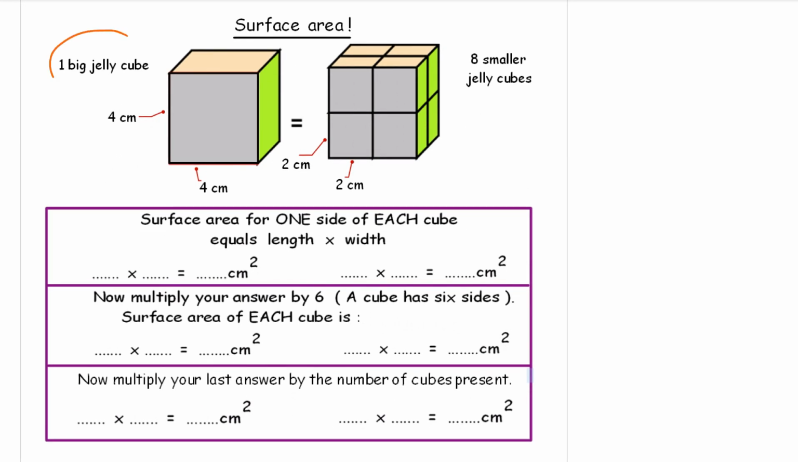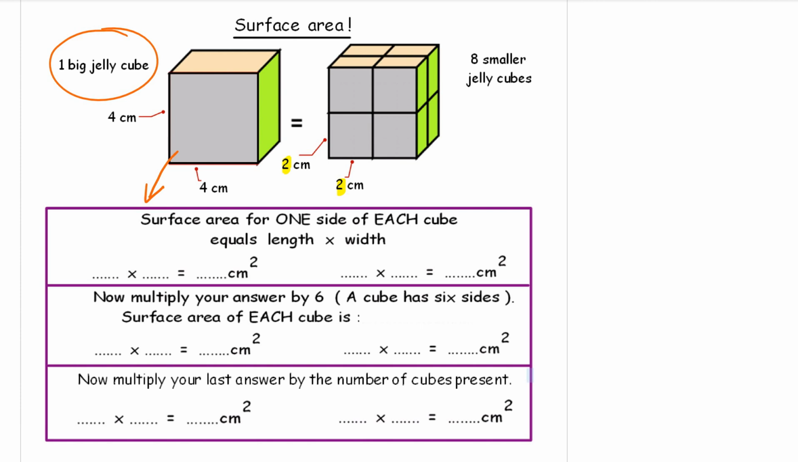We have got one big jelly cube, and it is 4 centimeters by 4 centimeters by 4 centimeters. It's a cube. And then you could cut that big jelly cube into 8 more smaller jelly cubes. And each one will be 2 by 2 by 2. Now let's have a go at this big jelly cube right here.